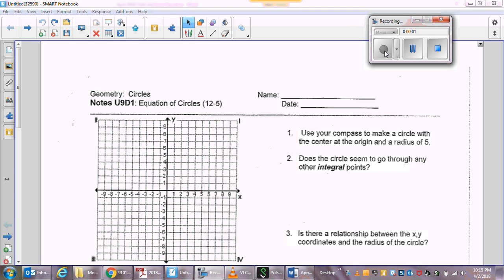Guys, all right, we're now starting a new unit, which is unit 9, day 1. So I'll try to do all the videos for unit 9 this time versus Miss Lopez only doing it. And I'm going to try to show you how we're starting. In this case, we're starting from the equation of a circle, which is 12.5 in your textbook.